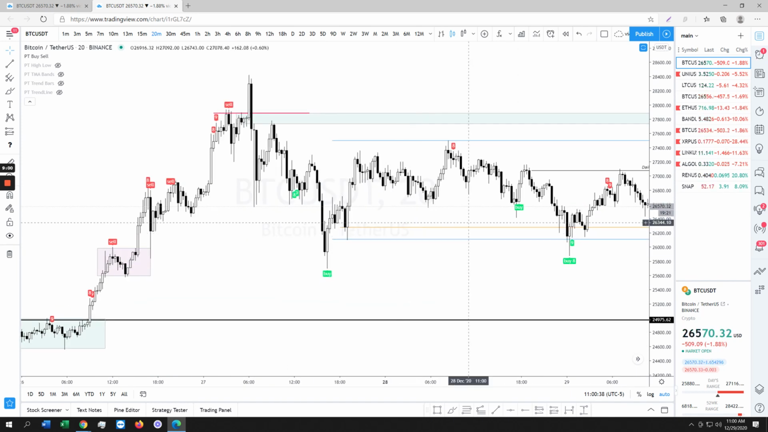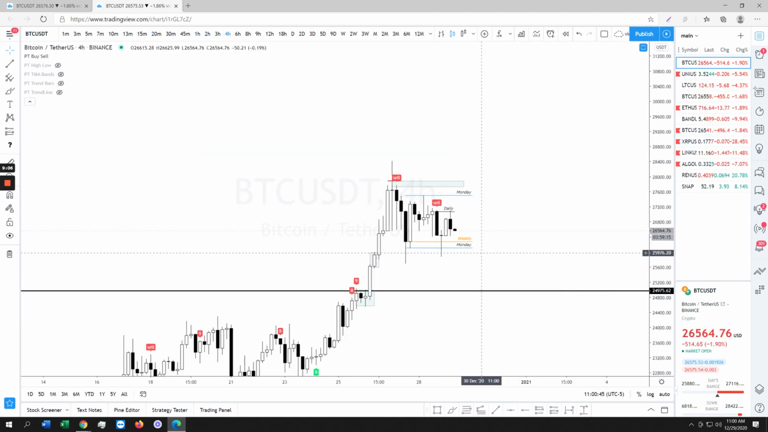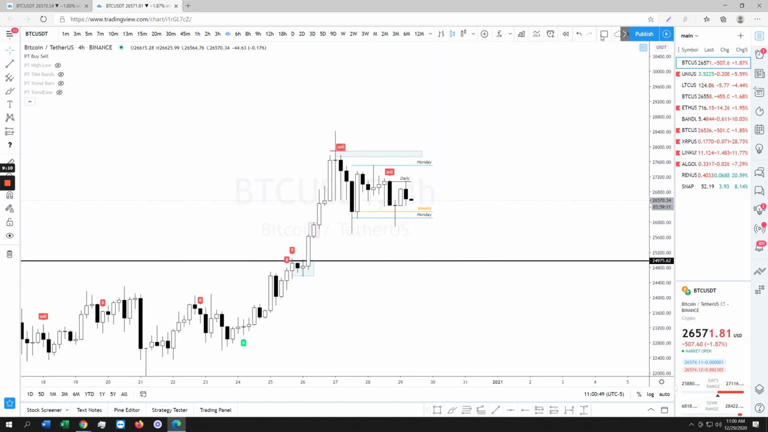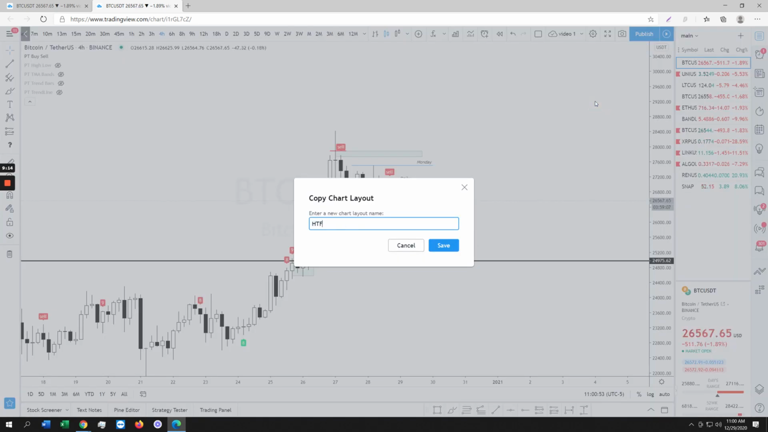20-minute has been money, guys. So I'm sitting in this right now. From a higher time frame perspective, we do have a 4-hour sell. This looks terrible from a higher time frame perspective. Make a copy. Let's call this high time frame.